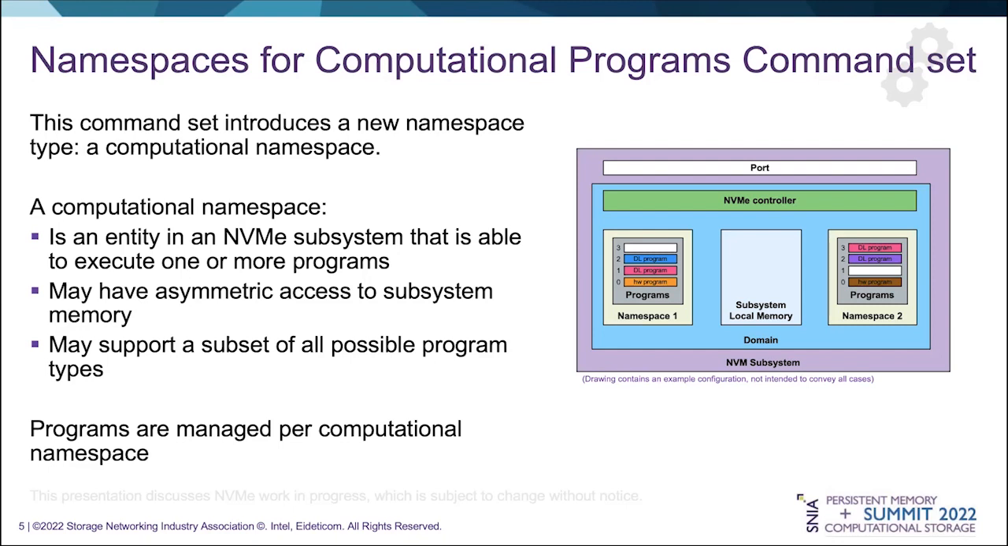That namespace may have asymmetric access to subsystem memory. So some computational namespaces may have access to certain memory and others may have access to different memory. And each computational namespace may support a subset of all program types. And as I'm sure you've been getting from the way I've been talking about it, programs are managed on a per computational namespace basis.